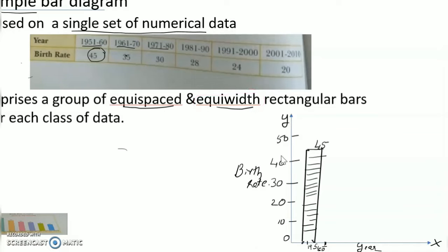So the first bar we have already drawn. For the second bar, what is the value for 1961 to 70? The second one is 35. So we have to take 35 from here. From this is 35.